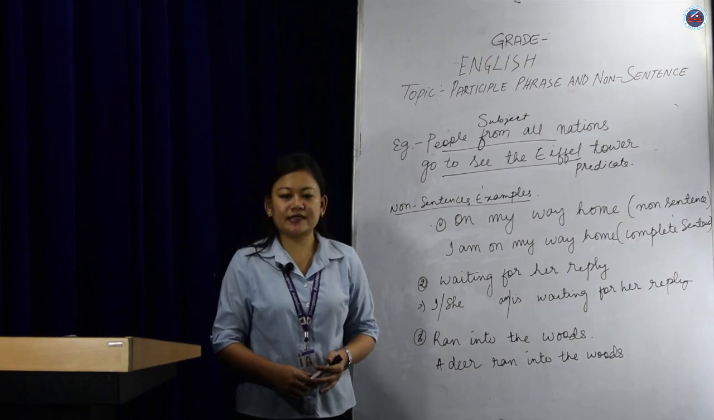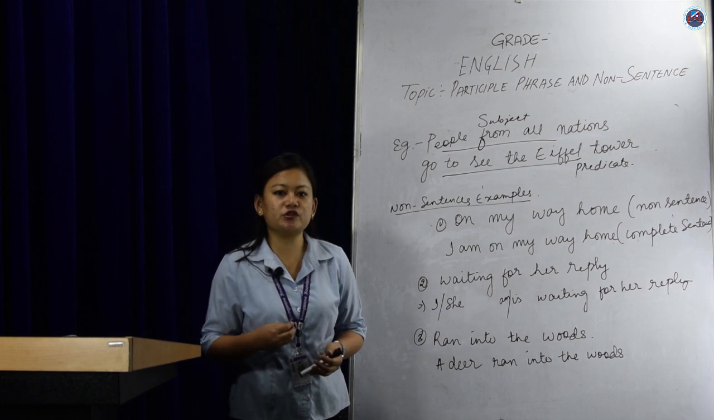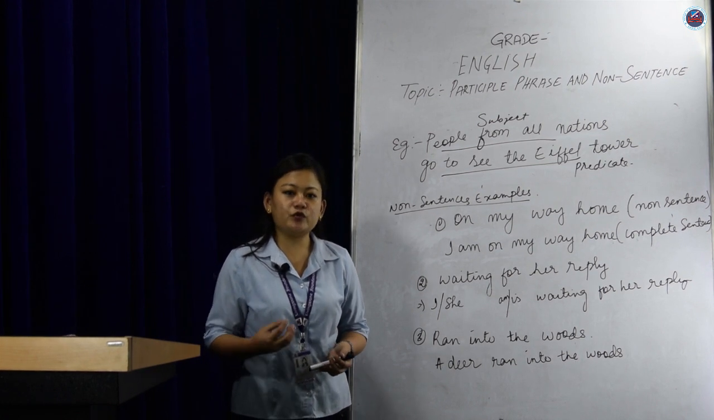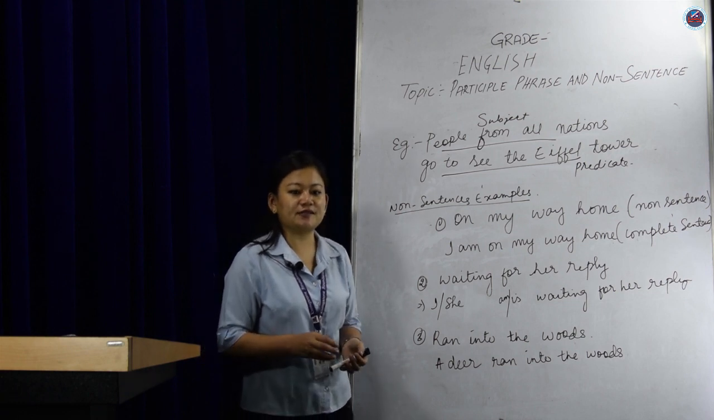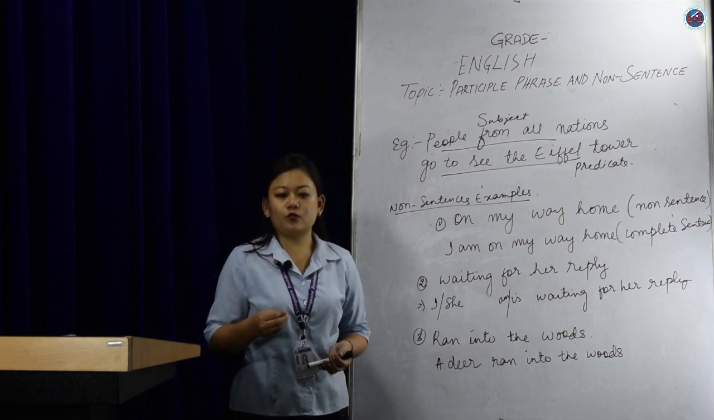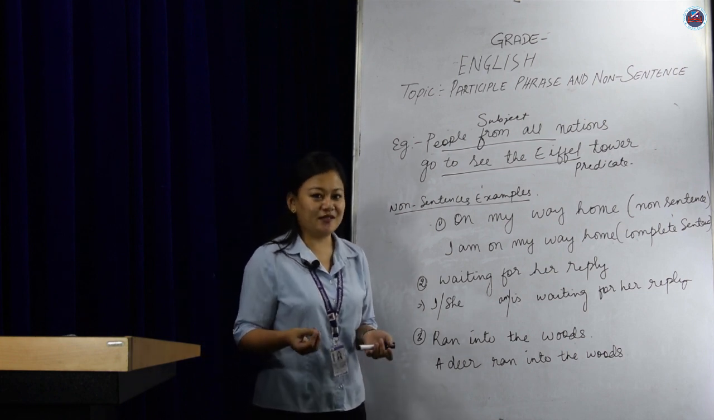Now, a non-sentence is a word, phrase, or clause that has an incomplete thought or idea and does not have a subject and a predicate. Here, subject means what the sentence is about, while predicate tells something about the subject.